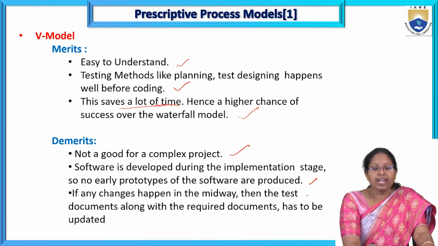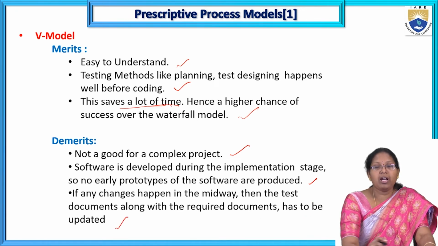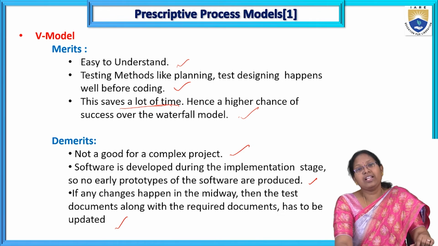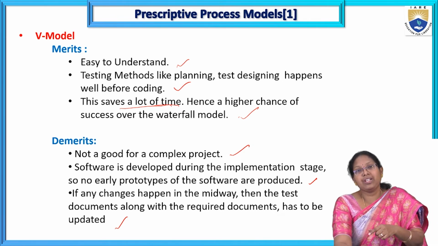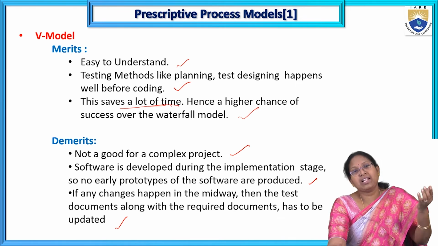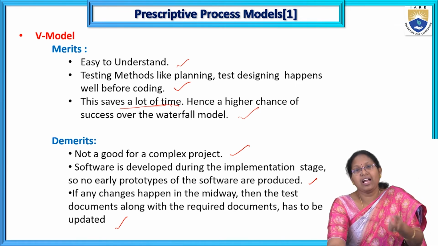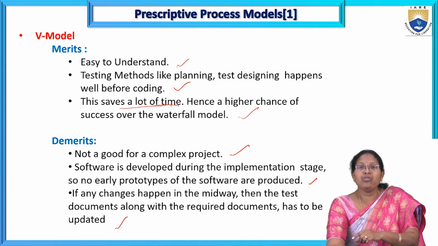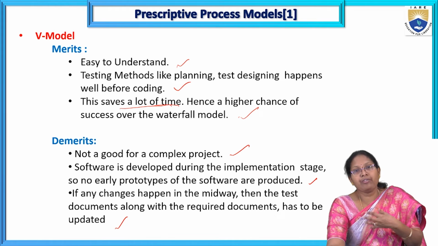Next, if any changes happen in the midway, then the test documents along with the required documents have to be updated. So again go for the first phase, test again, and go for the next phase. Suppose we have to add some changes in the middle of product development, then those requirements are added in the first phase, tested again, then again go for architectural modeling, design, and generation. That's why each and every time we have to add the requirements or changes.